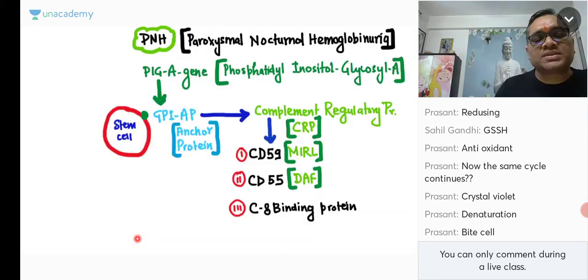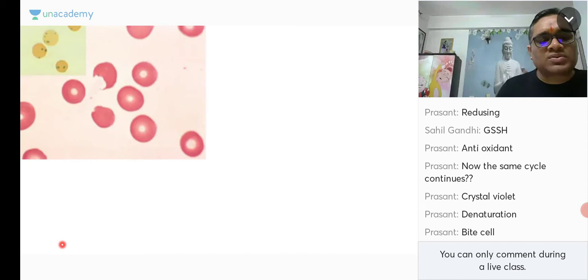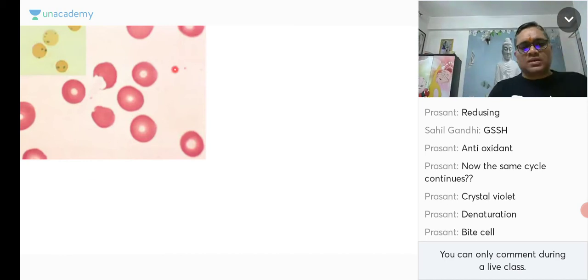So now you can see this picture. Can you see this picture? It is a very good picture given in Robbins also. In this diagram, I will show you, there are two cells. Can you see? First of all, you see the smear. Don't look at this satellite area. Can you tell me what are these staining? Anybody? Can you tell me what are these stains?